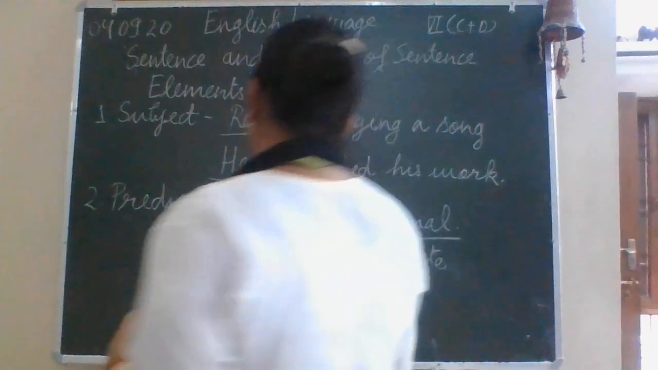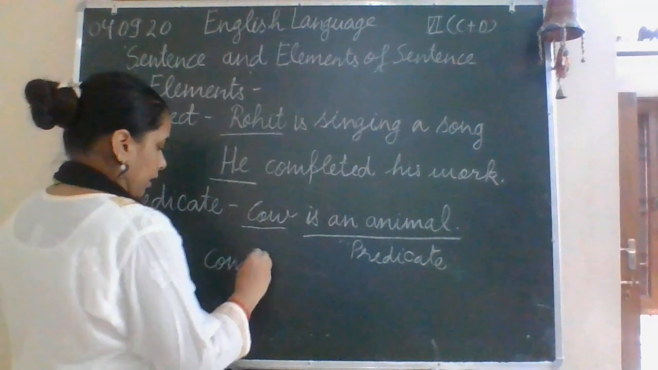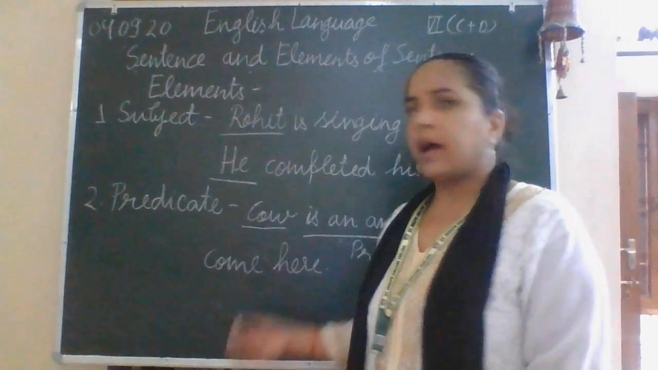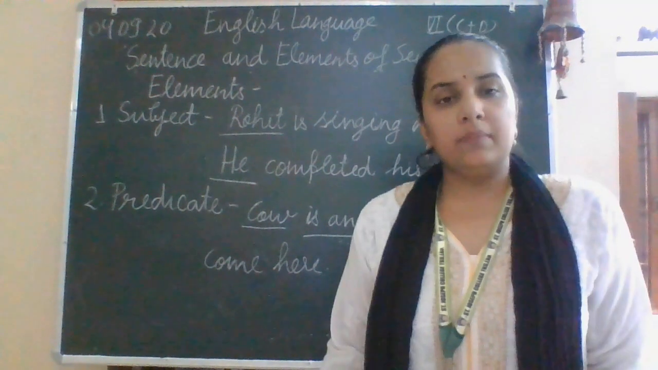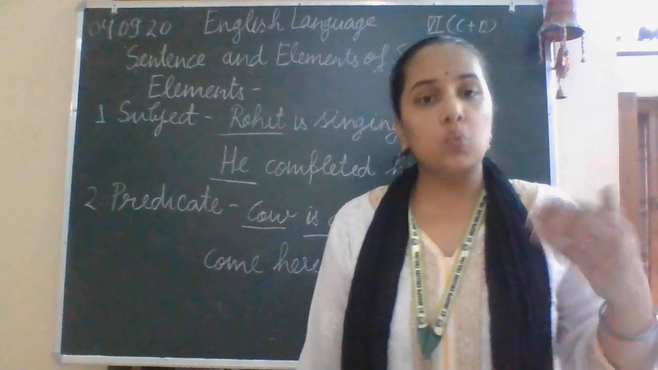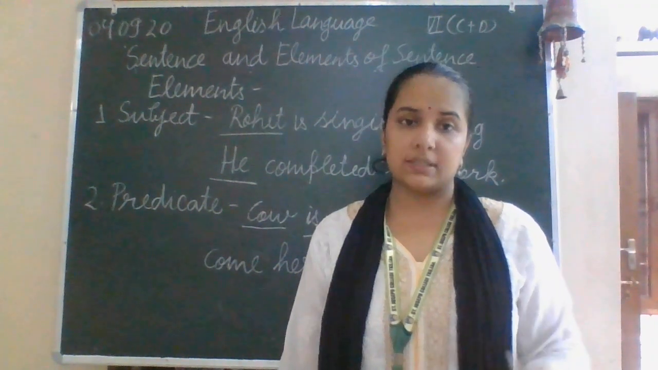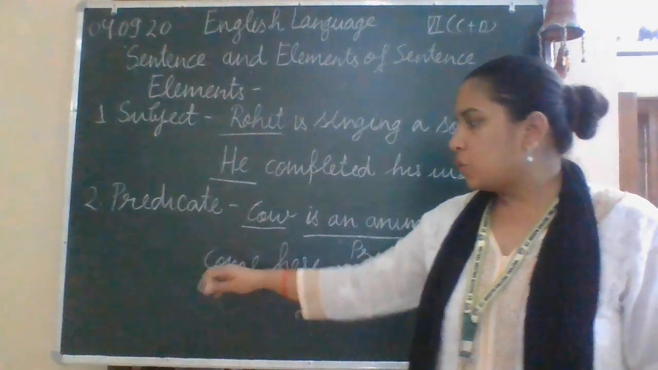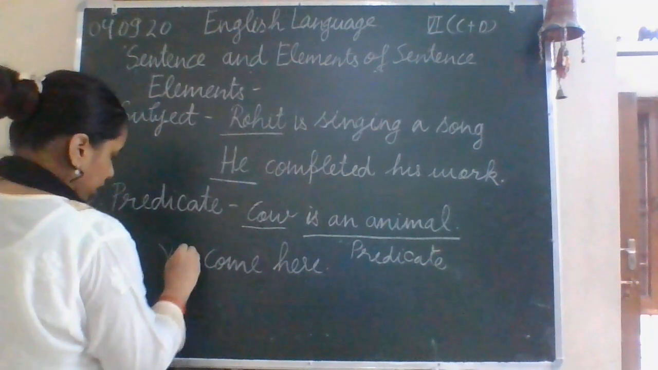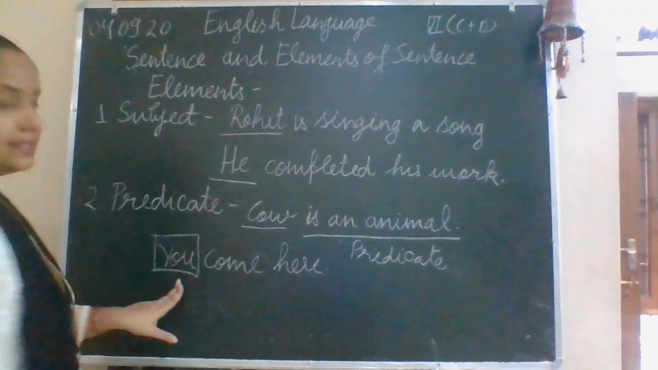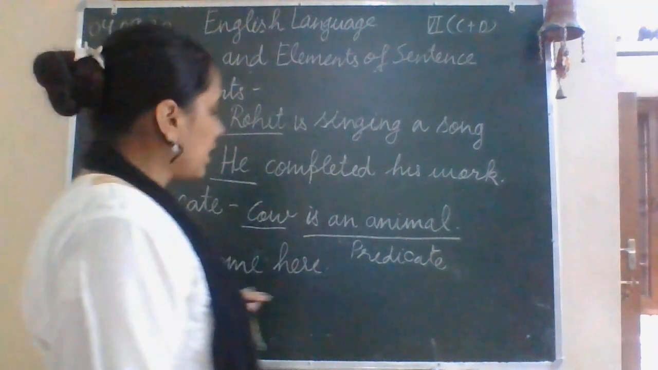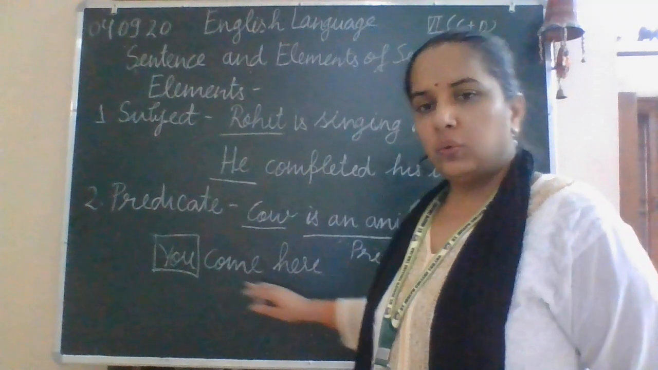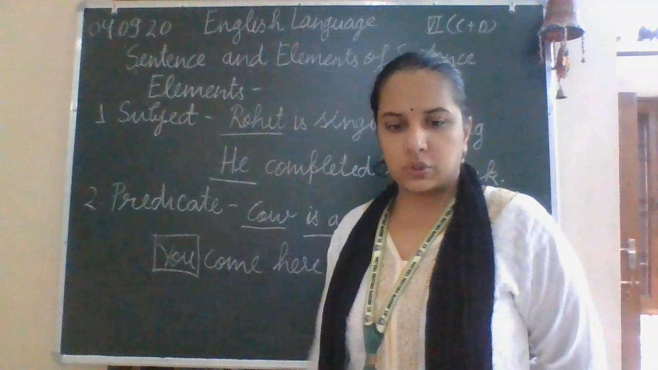For example, I'm asking you, come here. You are standing in front of me and I just told you, come here. So it simply means you come here. The one who's standing in front of me, to that person I'm talking, to that person I'm asking to come near to me. So here this you is not written, it is understood. So in such kinds of sentences or in commands, we do not have the subject, we only have the predicate and the subject is understood.